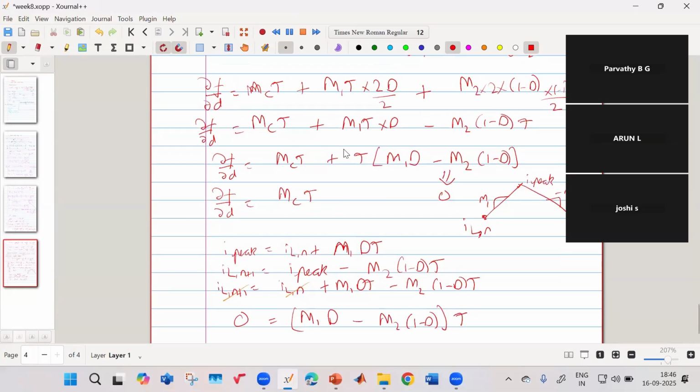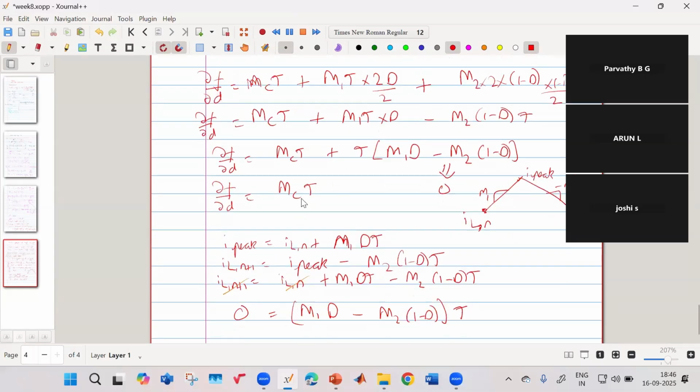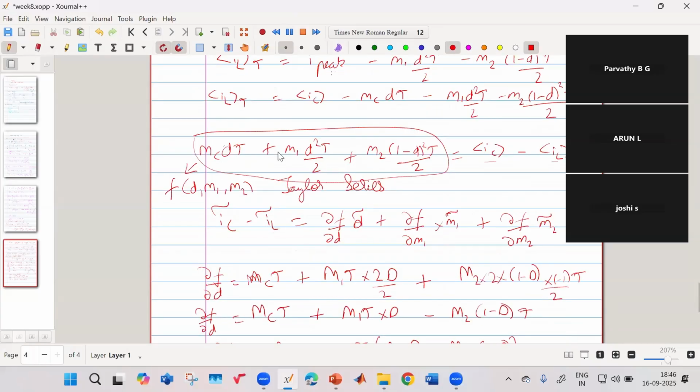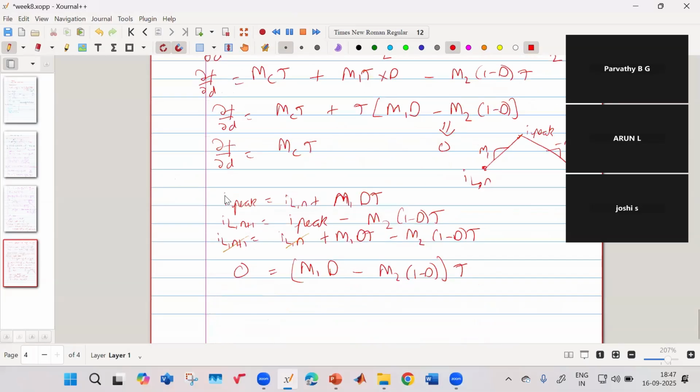So that's why we get delta F by delta D equal to MC into T. So what will be your delta F by delta M1? What will be that value? D square T by 2. Okay. And what is delta F by delta M2? One minus D the whole square into T by 2. Correct. Very good.